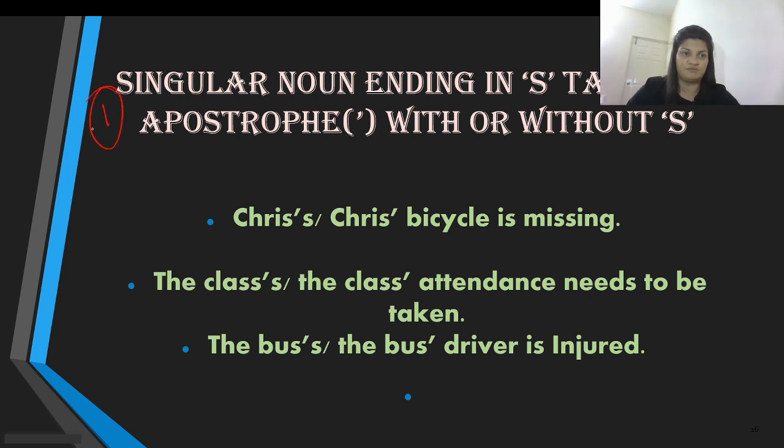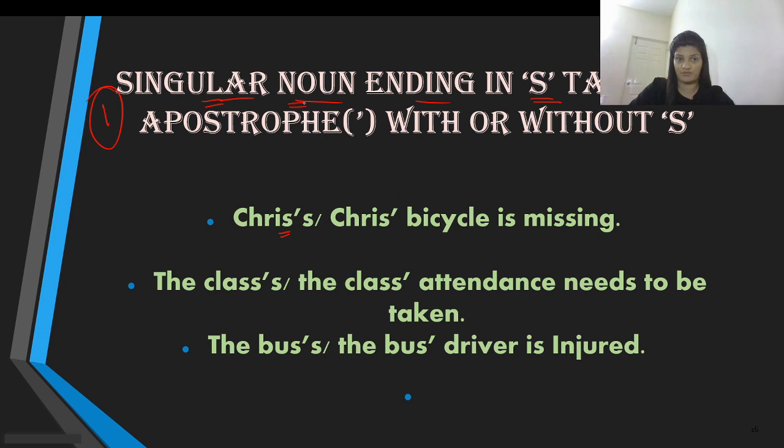Number one, singular noun ending in letter S. That is correct. Now, what is an apostrophe? Usage of apostrophe and then S, right? But what are you going to do when you already have a noun ending with the letter S? Now, that's pretty confusing, right? Well, listen to me carefully.